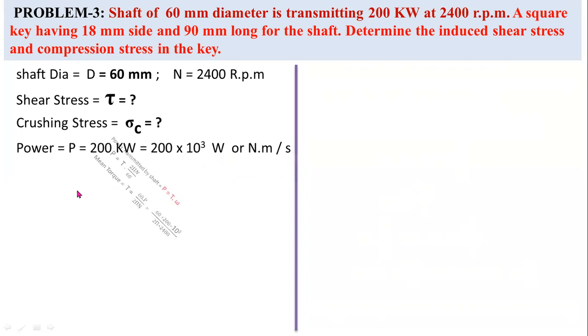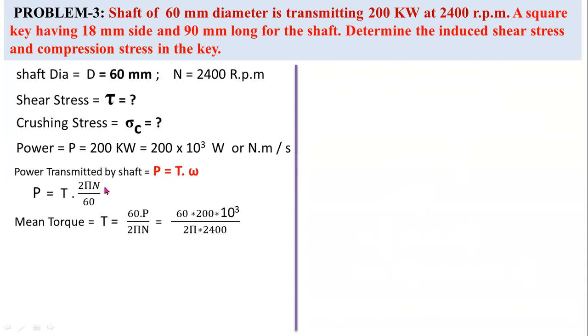Already we know that the power transmitted by a solid shaft or hollow shaft, power P equal to torque into angular velocity. Here angular velocity equal to 2 pi n by 60. P is the power. Here the value of power is given and the speed of the shaft n also we know. From this equation, you can get the value of torque transmitted by the solid shaft. Mean torque T equal to 60 into P by 2 pi n.